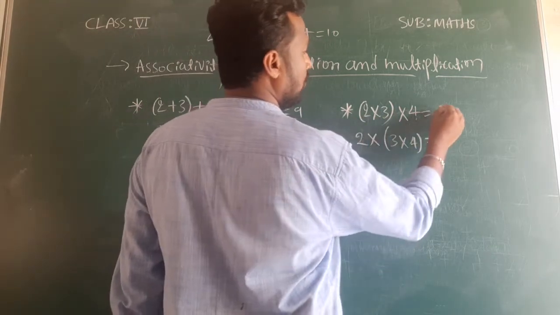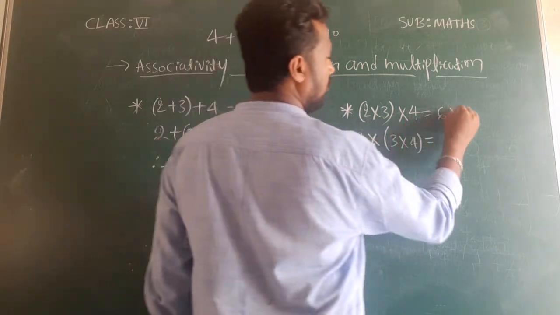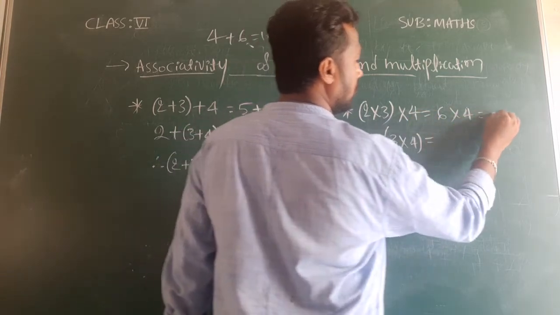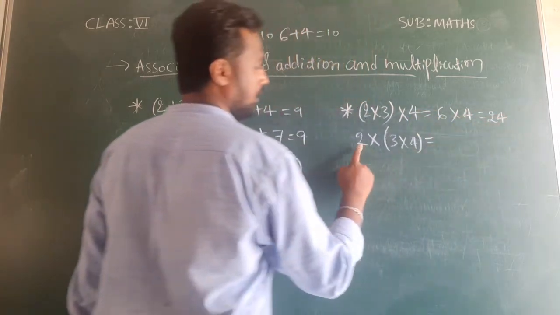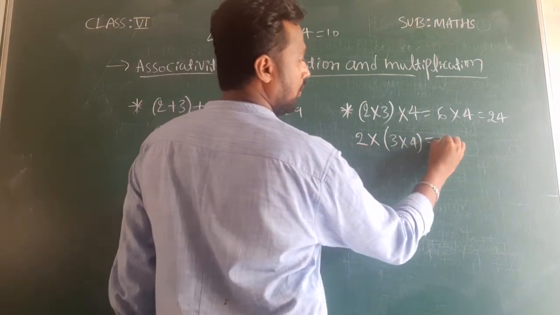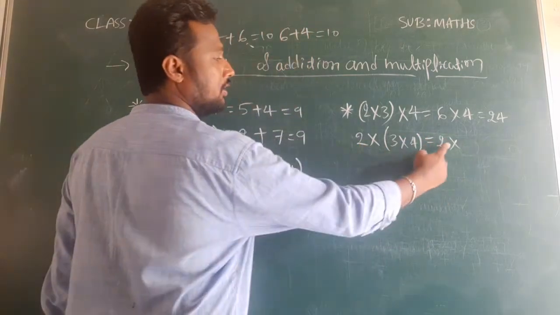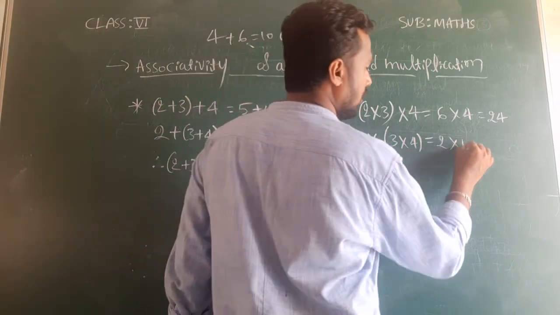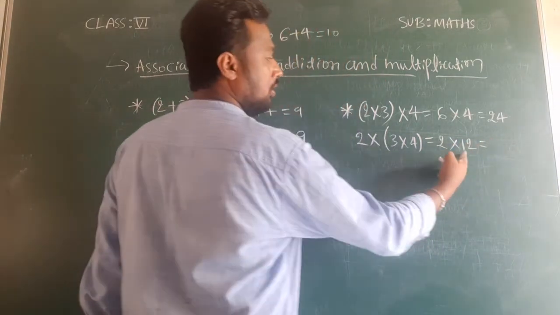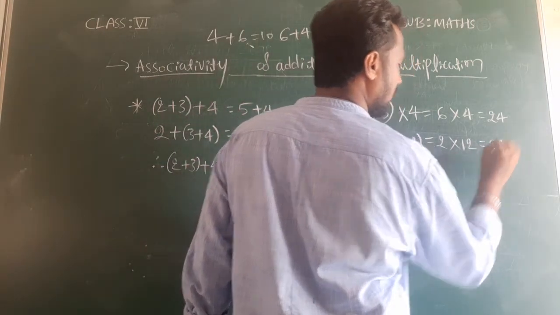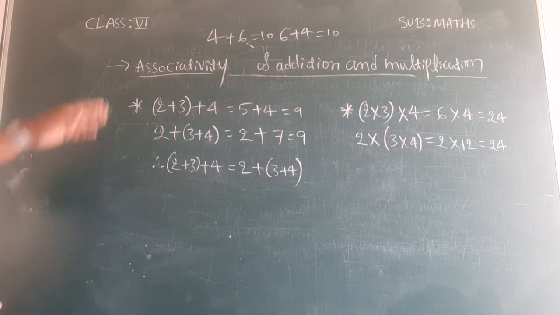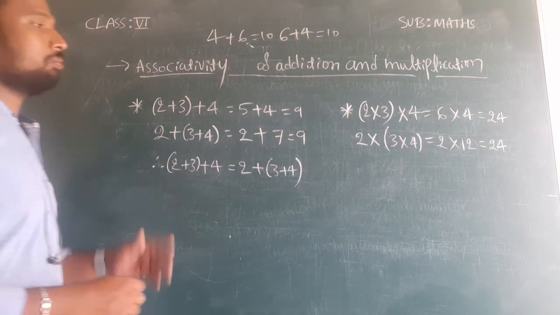So 2 into 3 means what we will get? 6 into what is remaining outside the bracket? 4. So 6 into 4 means what we will get? 24. And here 2 we have outside the bracket, so I have written outside the bracket only. Next 3 into 4 means what we will get? 12. So 2 into 12 means 24. So this is applicable, means associativity for multiplication. It is applicable for whole numbers also.